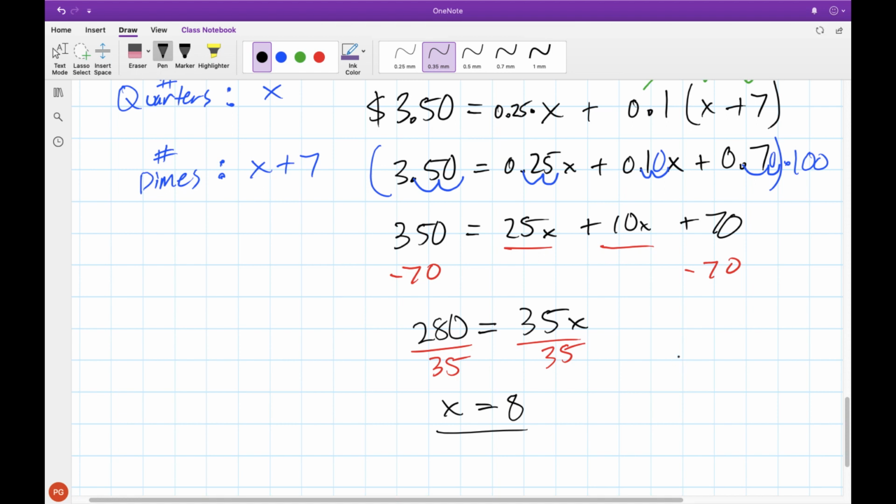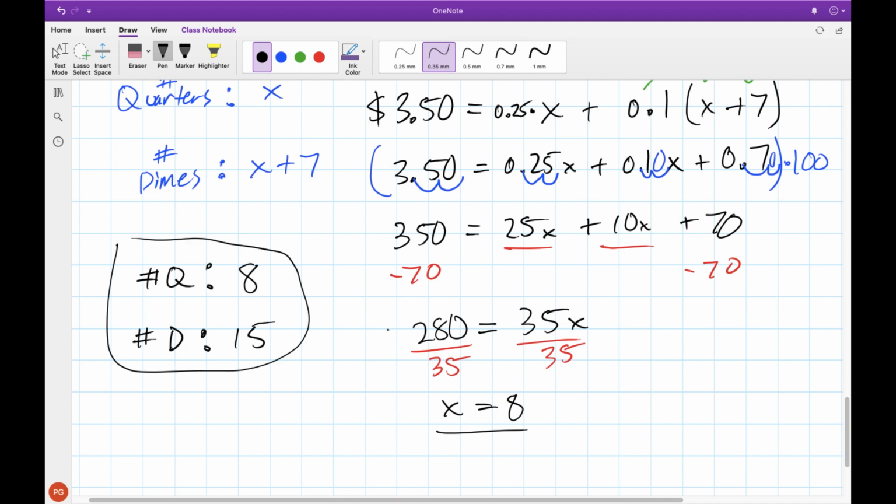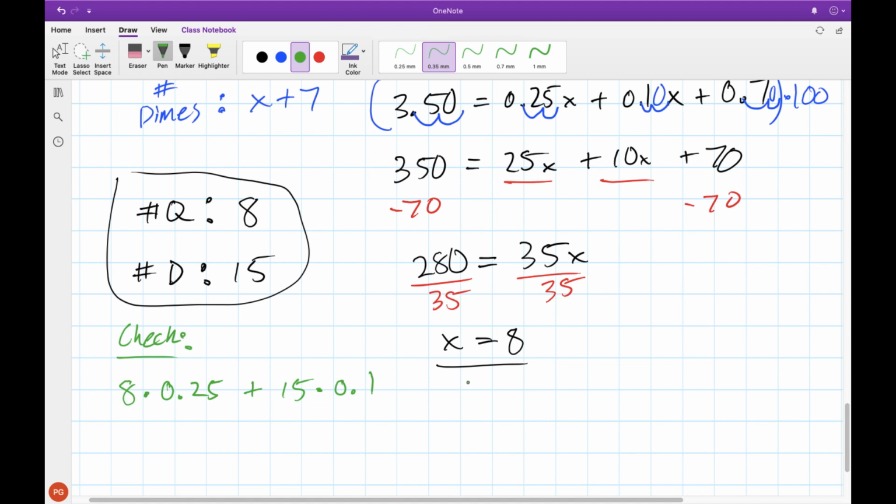Remember that this has 2 answers, so we've got to make sure that we're stating both of our answers in this case. Our number of quarters is just equal to x, as we can see here, so that's just 8. And our number of dimes is 7 more, which is 15. Now, just like our age problems, these ones aren't too difficult to check. All we need to do is count up all of the money that we have here.